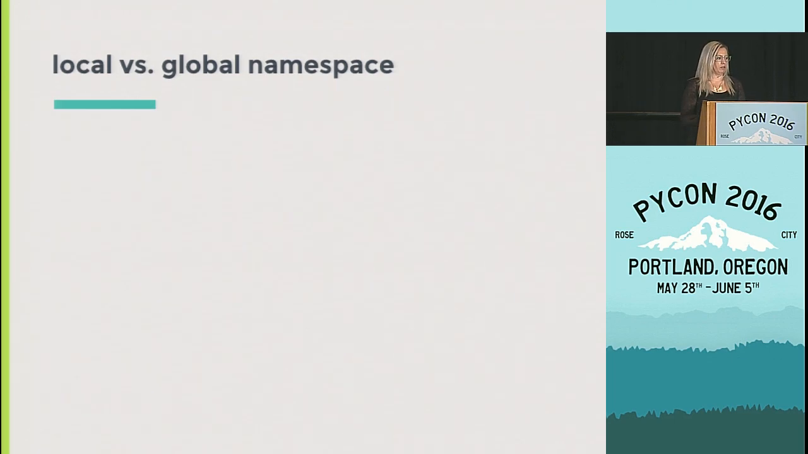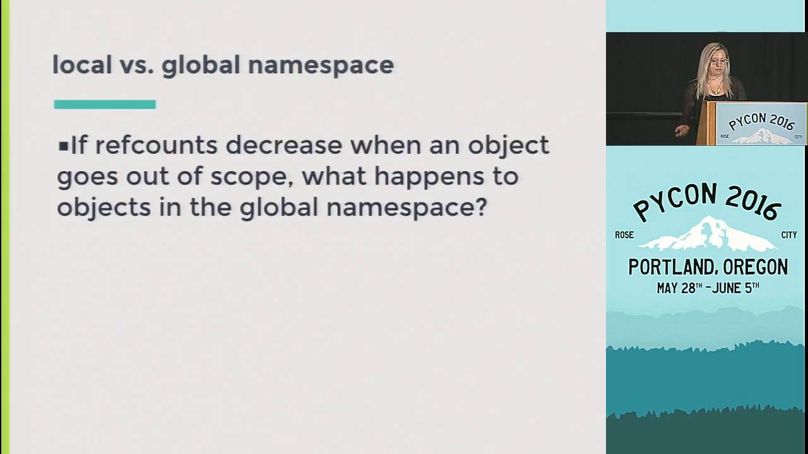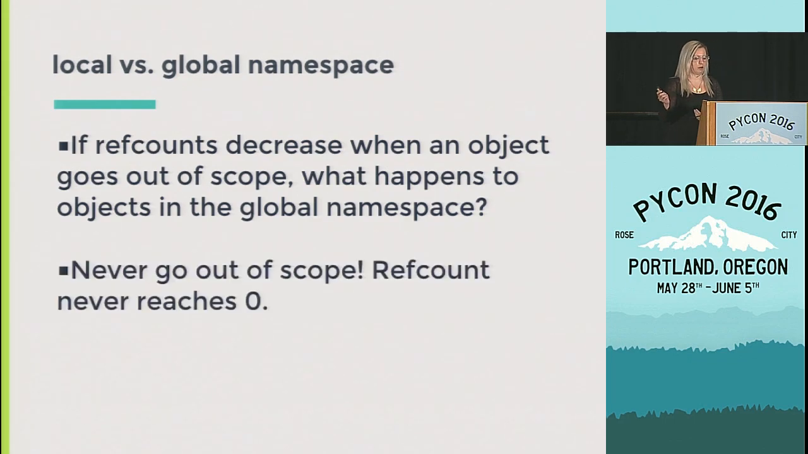So, local versus global namespace. If that reference count is going to decrease when an object goes out of scope, what can happen with objects in a global namespace? Well, they might never go out of scope, and their reference count might never be 0. So the trick here is to avoid putting larger complex objects in that global namespace. And if you do, make sure you clean them up, either by changing their reference or by calling del on them.